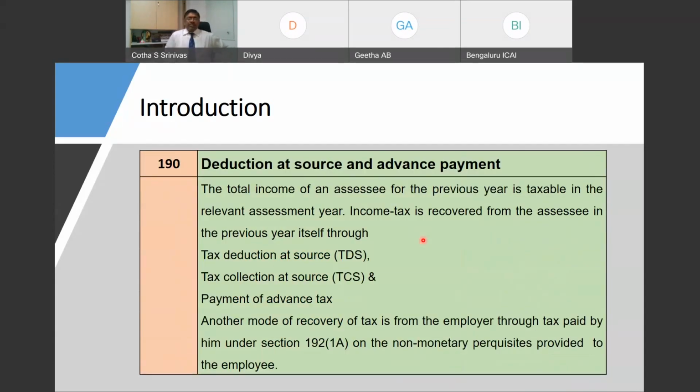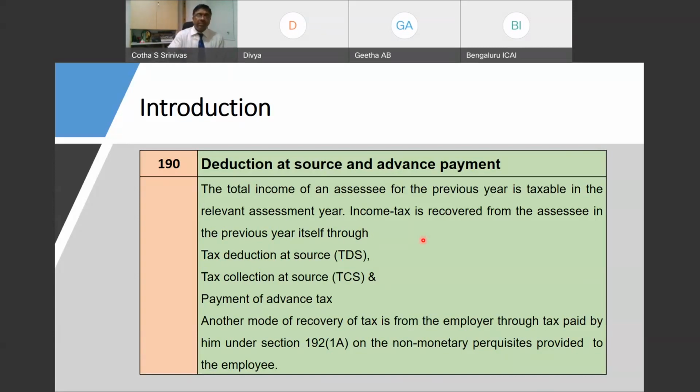What is section 190? That is the general provisions of TDS, a particular chapter, deduction at source and advance payment. So section 4, when we were discussing, I said the Act has got a power to charge every person who earns income in a previous year to tax him in the assessment year. We know that any person who earns income in a previous year will be subject to tax in the assessment year. But in reality, the taxes will not be collected in the assessment year. It will be collected in the previous year itself. So the majority of the taxes will be collected in the previous year itself.